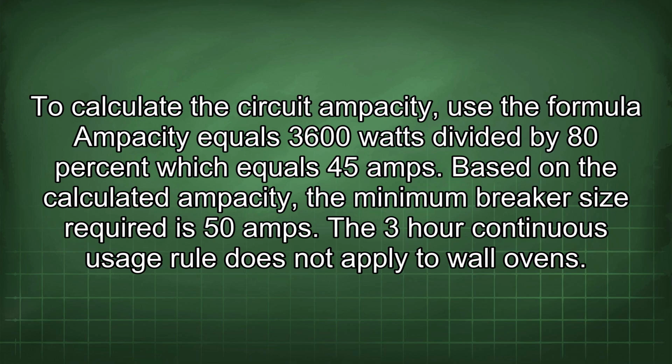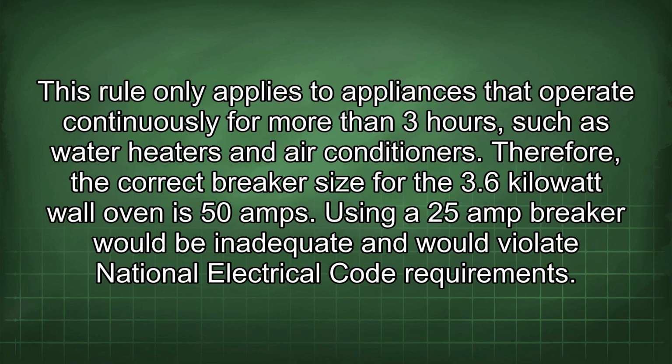The 3-hour continuous usage rule does not apply to wall ovens. This rule only applies to appliances that operate continuously for more than 3 hours, such as water heaters and air conditioners. Therefore, the correct breaker size for the 3.6 kilowatt wall oven is 50 amps. Using a 25 amp breaker would be inadequate and would violate National Electrical Code requirements.